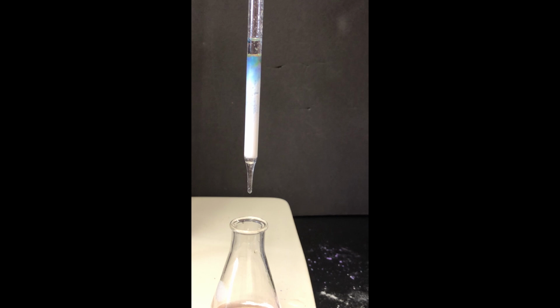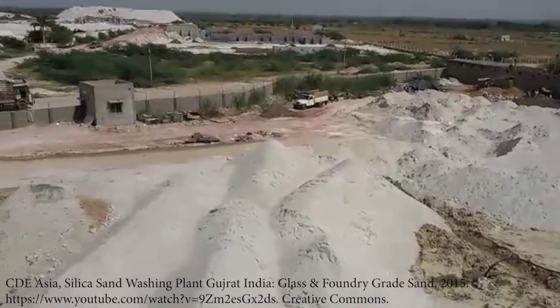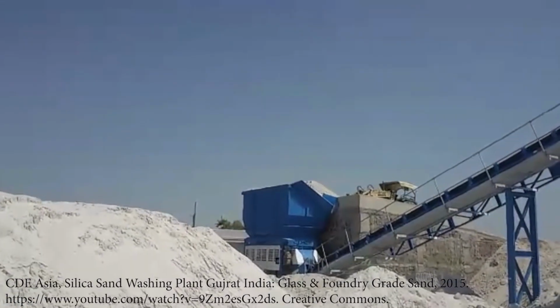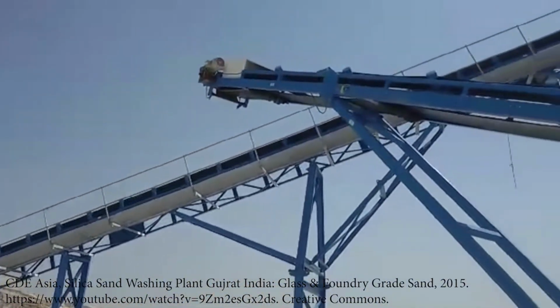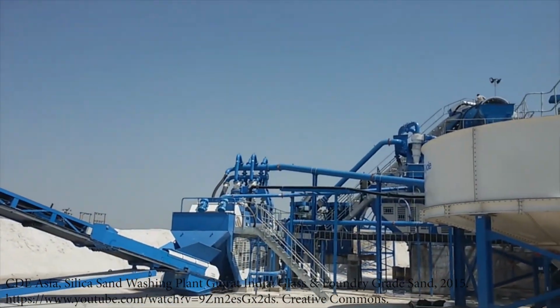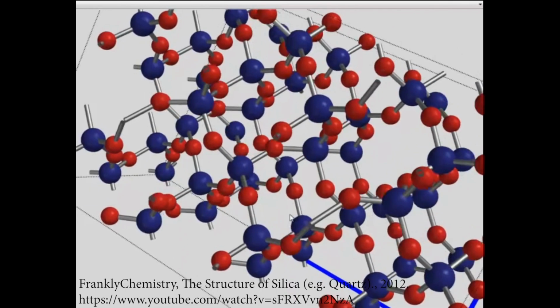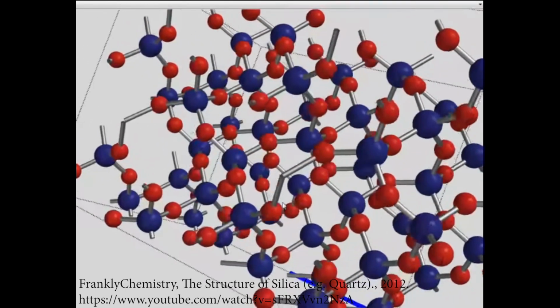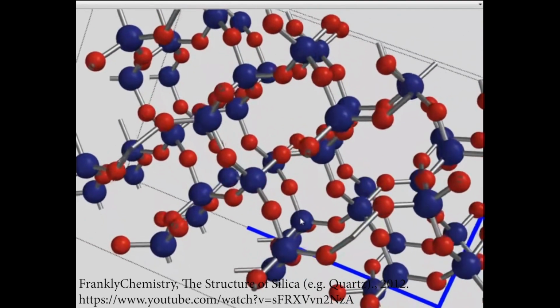So why silica? Well, silica is our material of choice whenever we can because it's one of the most abundant materials on Earth, and it's everywhere. Here's a silica plant in India. It's essentially just fancy sand, and you wash the sand, you remove the impurities in an industrial process, and you're done.